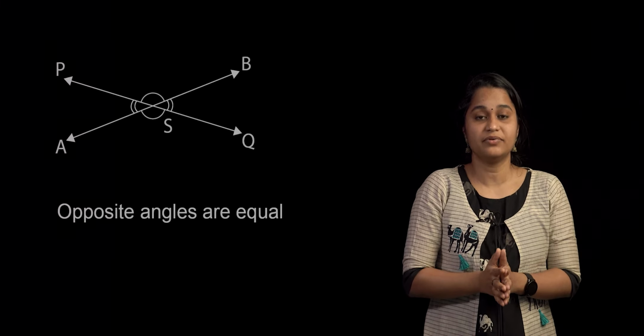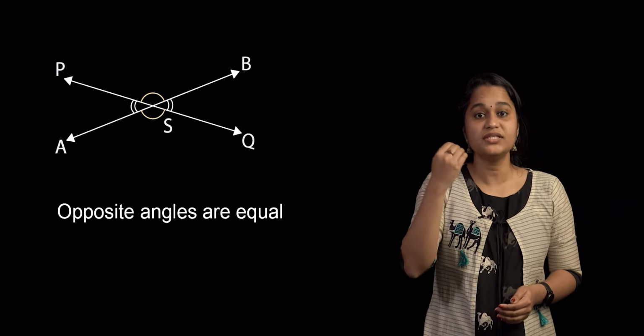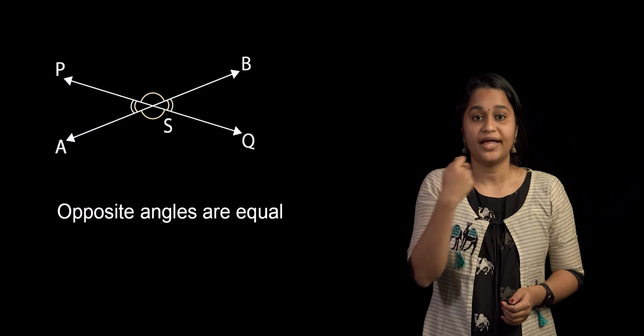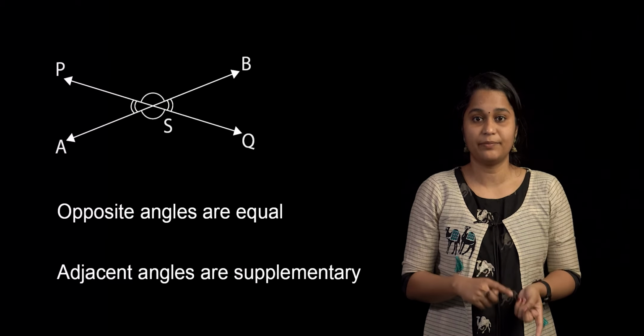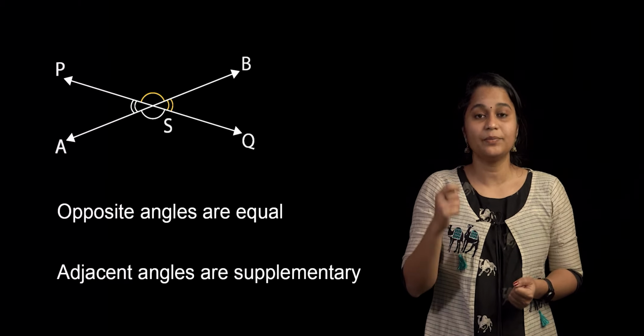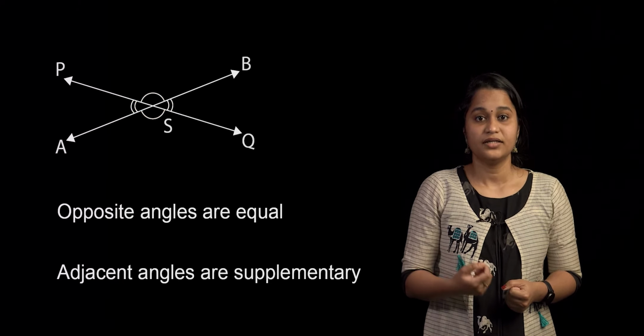Fine. Now, when two lines intersect, there is always a linear pair and an equal pair. Here for example, see the figure, the opposite angles are equal. So this and this will be equal and this will be equal. And adjacent angles are supplementary. So this and this will be supplementary and this will be supplementary. Is that clear? Fine. Now let us look at a question.